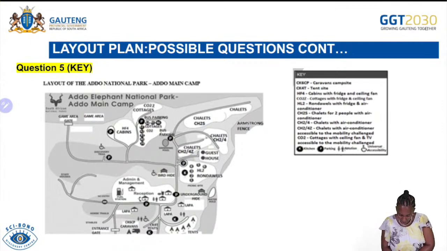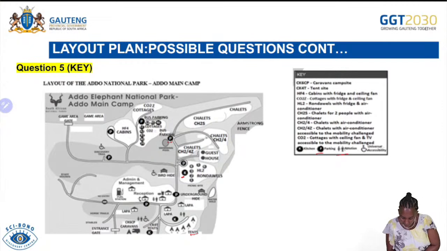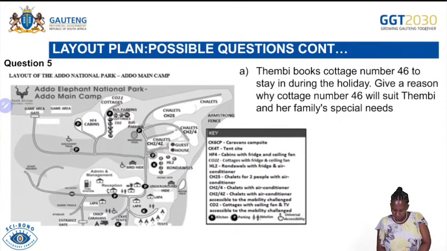So we also have the kitchen there. They've given us the guide to say here's the kitchen on the map, and then we also have the parking area, and here are the tents. You can identify these from our layout plan. Even the toilets, they show us the ablution there, and the rooms that are okay for the people with mobility challenges. Now let's have a look at the question. It says Tembi books a cottage number 46 to stay in during the holidays.